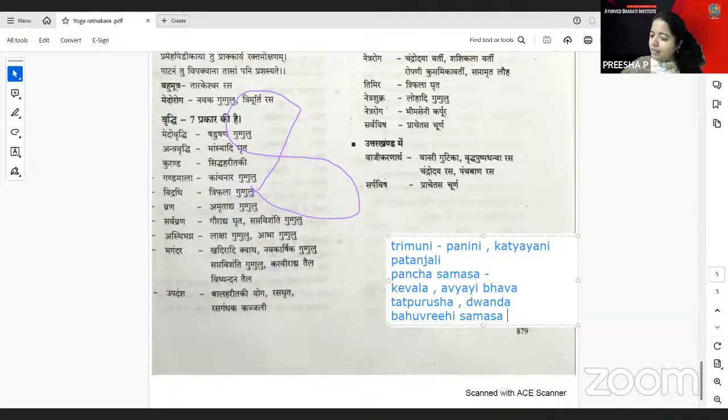Then you have the Pratyahara Sutra. The Chaturdasha Sutra is mentioned there. This Chaturdasha Sutra can be made in the form of Pratyahara. That is why this is also called the Pratyahara Sutra.